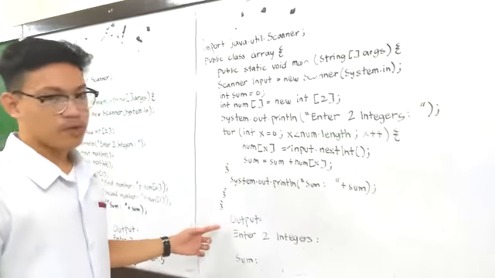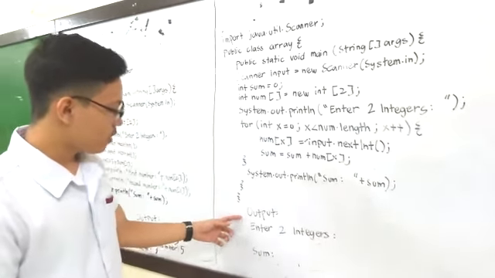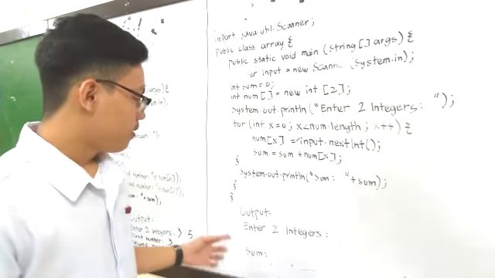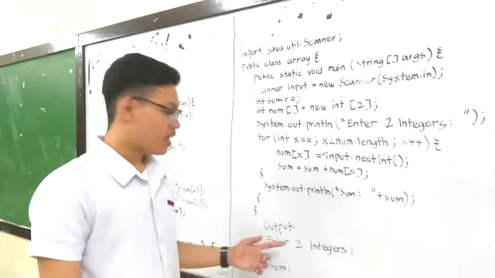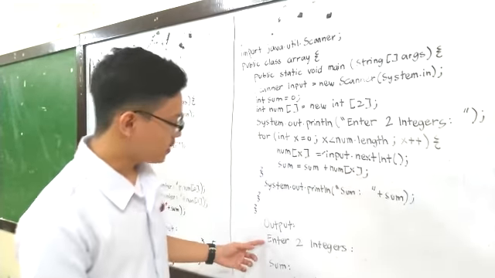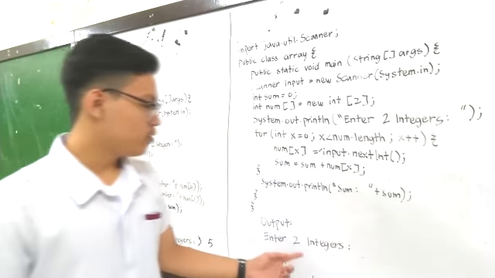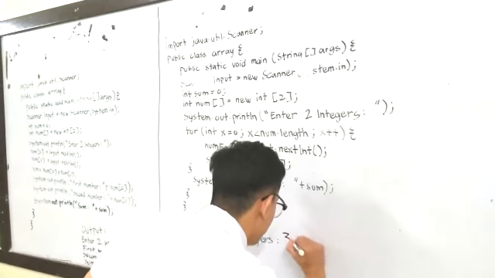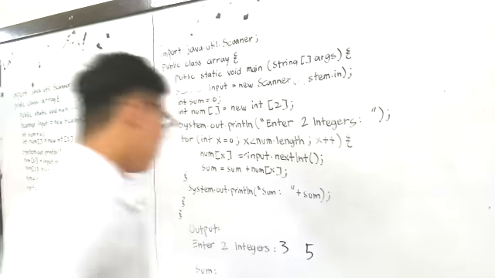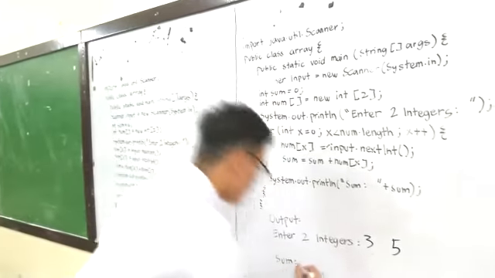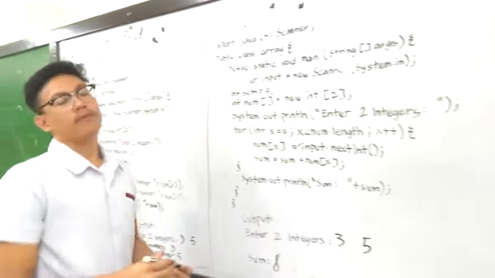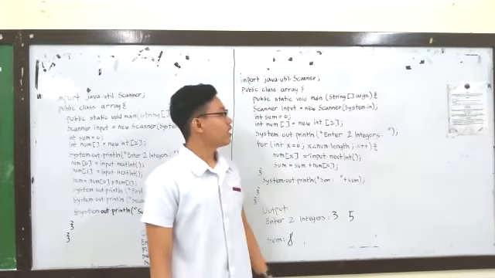Ito po yung sa output, yung user po yung magta-type ng dalawang number natin. So, enter two integers, 3, then 5. Ang magiging sum niya agad ay 8. Yun lang po, end of my discussion.